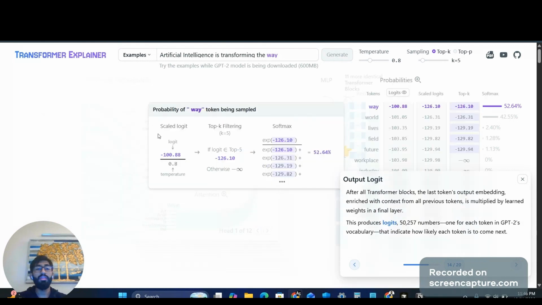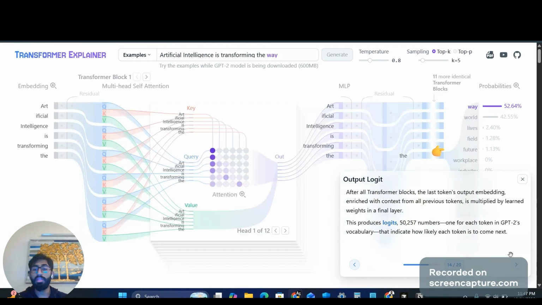So if I expand it, this is the logit, and then the temperature, I'll get into temperature later. Then you filter out, and then you have the softmax here. You add all of the other words and you get 52%. They do the same thing for another word, for example, world. The world has minus 101.05, and then you do the exponential, and then you get 42%. So yeah, that's that.